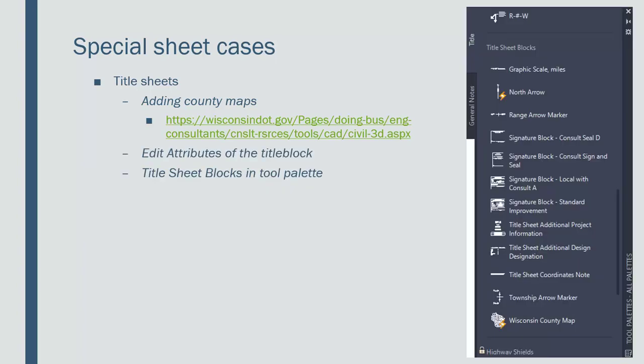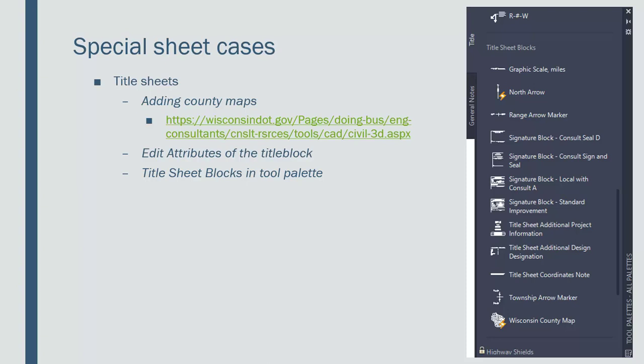Also, besides the county maps, the other different thing about the title sheets is that you can edit the attributes in the title block directly. You double click on the title block, any part of it, and you'll see a lot of information is available in the Edit Attributes tool.